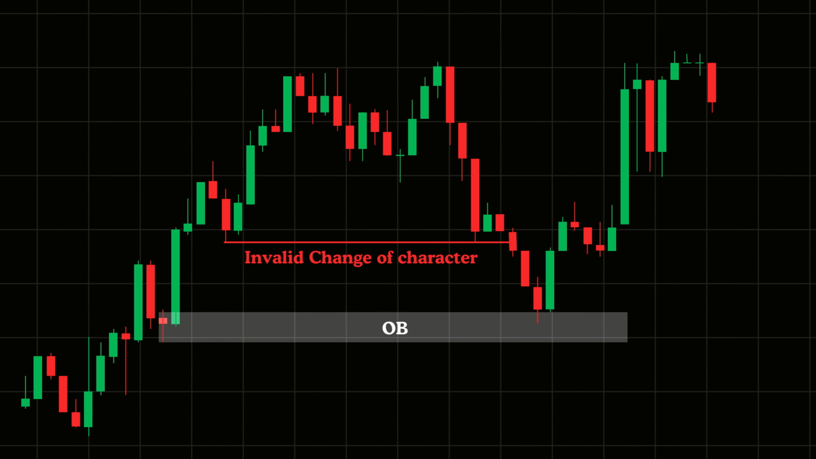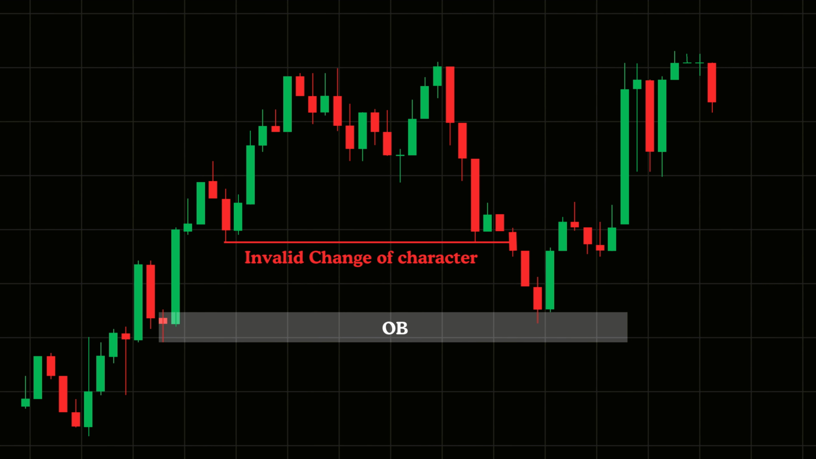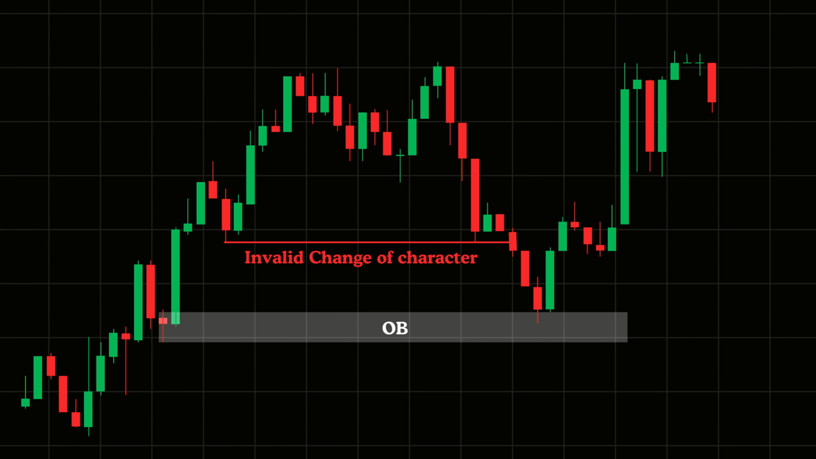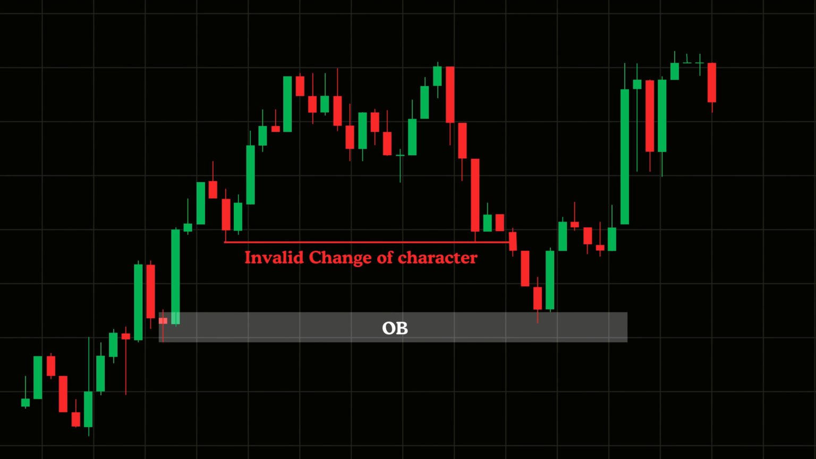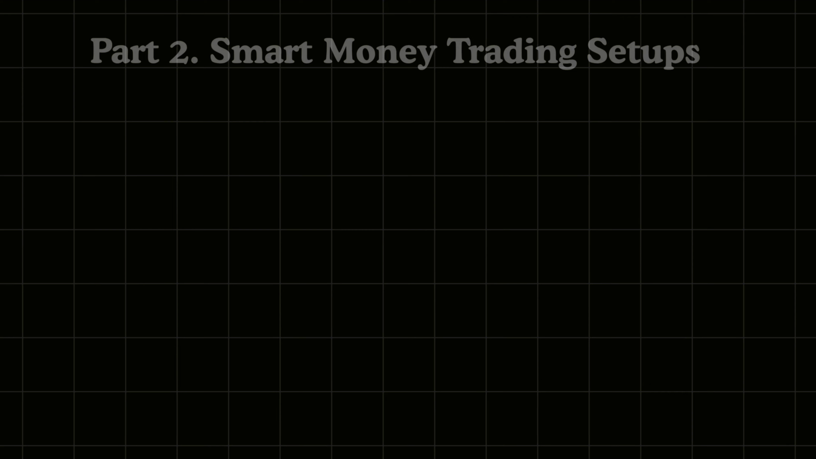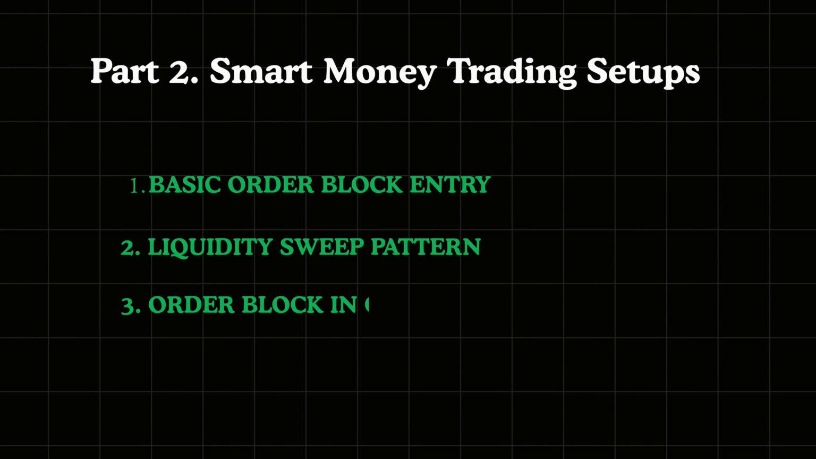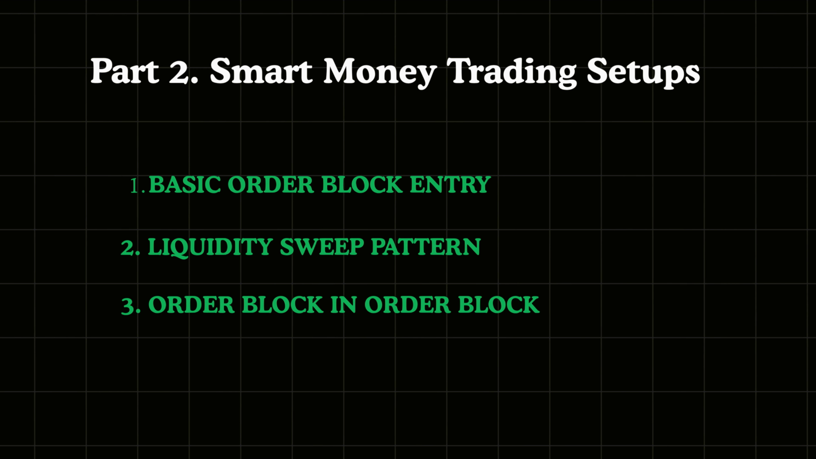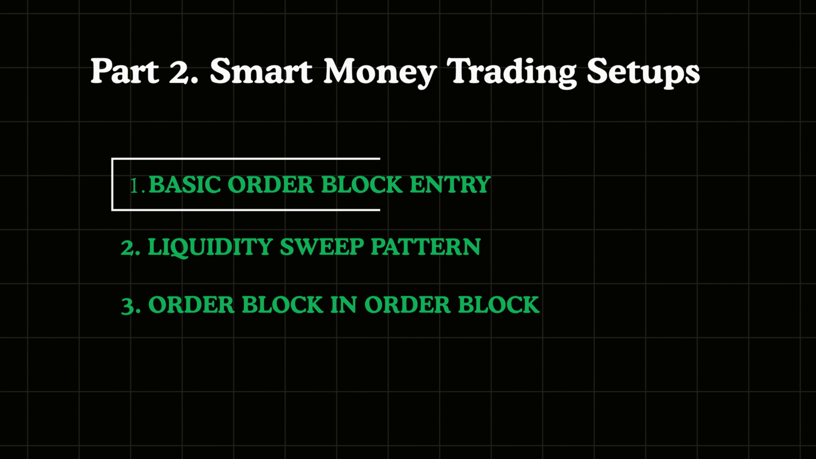With that covered, we've now gone through the essential tools for general chart analysis, including how to determine market direction, identify key levels, and spot high-probability trade setups. Let's break down 3 of the top smart money trading setups, step by step, including all the essential rules. We'll begin with the basic order block entry.